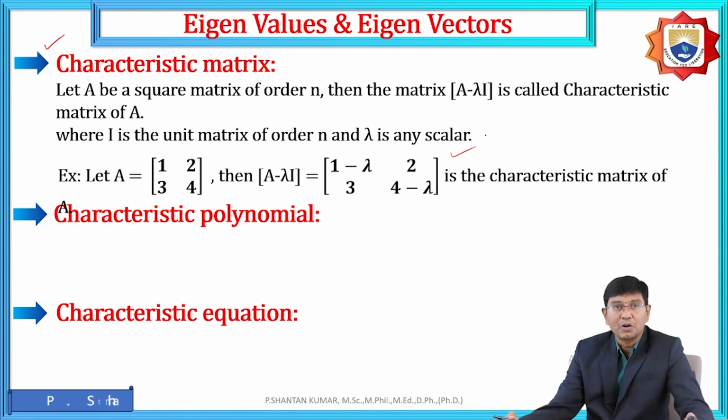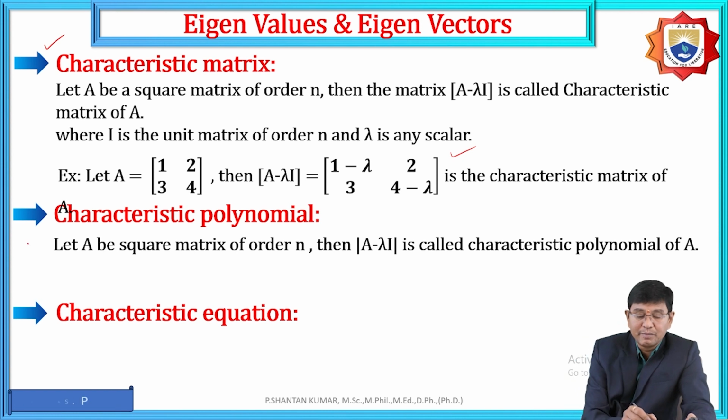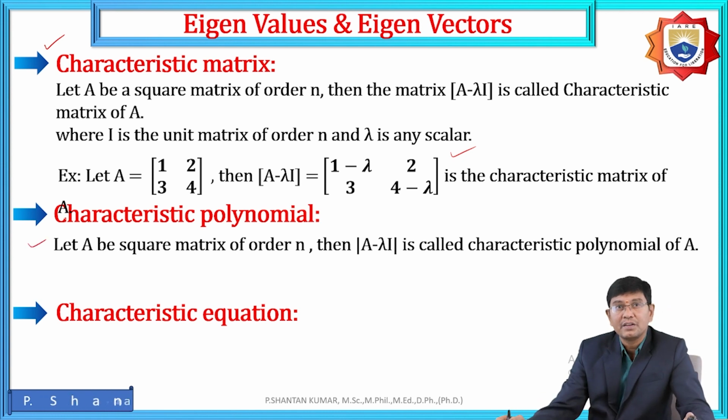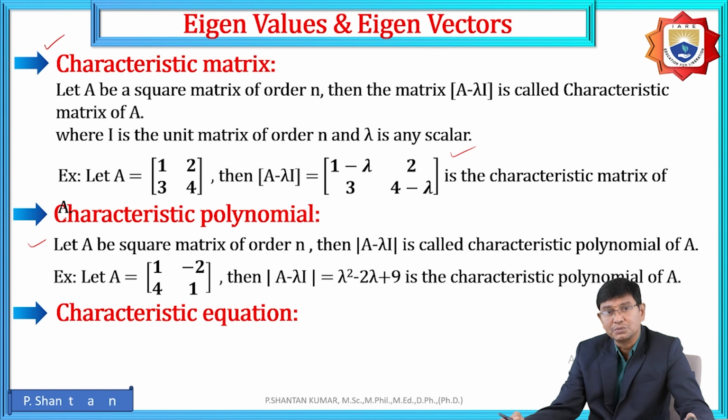And the characteristic polynomial: from that matrix only we obtain the polynomial. That means, when we find the determinant of A minus lambda I, where A is any square matrix of order n, then the determinant of A minus lambda I is called the characteristic polynomial. For example, the matrix A is equal to 1, minus 2, 4, 1.